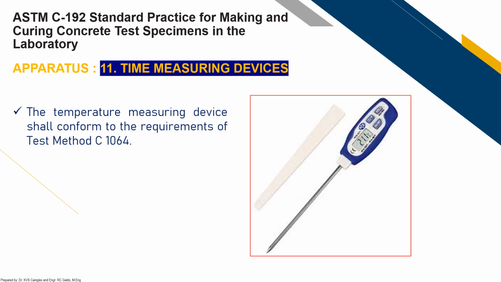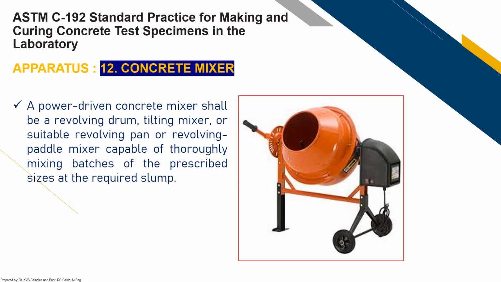Next is the time measuring devices. Naay provision in terms sa paggamit ani, and also sa requirements ani nga device, which is under test method C1064. Still under ASTM. And of course, you will be needing a concrete mixer. It is a power-driven concrete mixer, shall be a revolving drum, tilting mixer, or suitable revolving pan or revolving paddle mixer capable of thoroughly mixing batches of the prescribed sizes at the required slump.